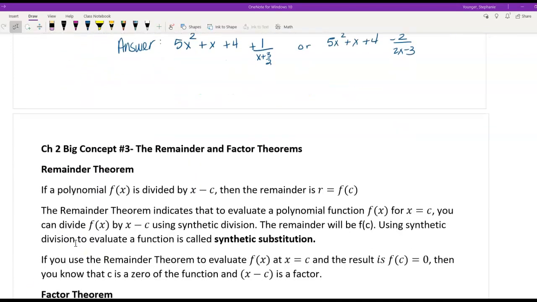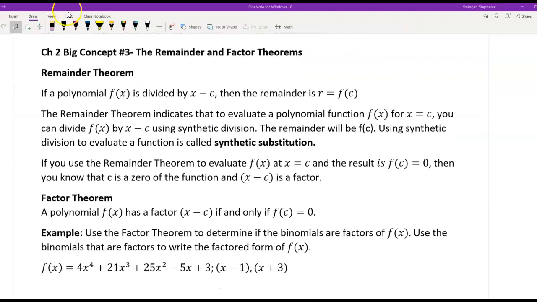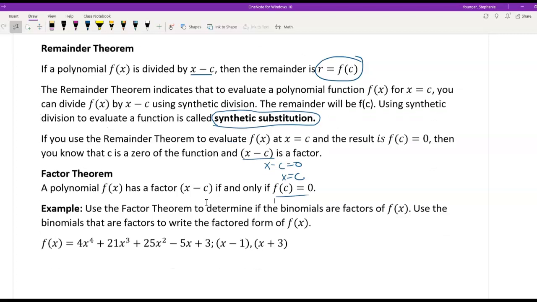All right, so let's take a look. Now we have what we call the remainder theorem. In short, we're going to use the fact that if a polynomial is divided by x minus c, then the remainder is r equals f of c. We do this by using synthetic division and synthetic substitution. Because we know x minus c is a factor, if x minus c is set to 0, then x equals c. So all we're going to be doing is substituting in. It sounds crazy, it sounds difficult, but trust me, it is not. All we're doing is evaluating a function at x equals c.